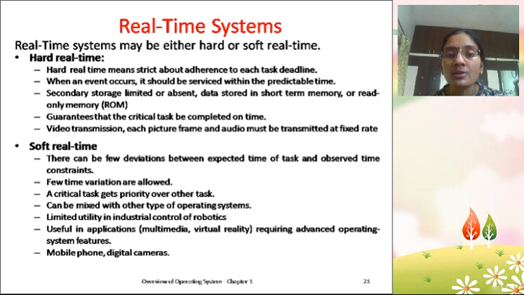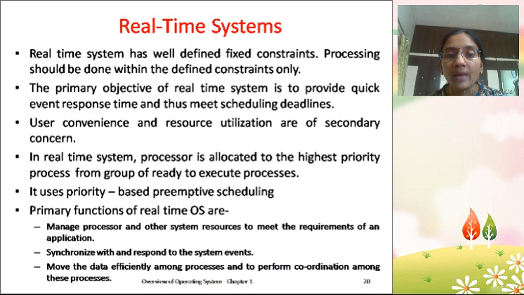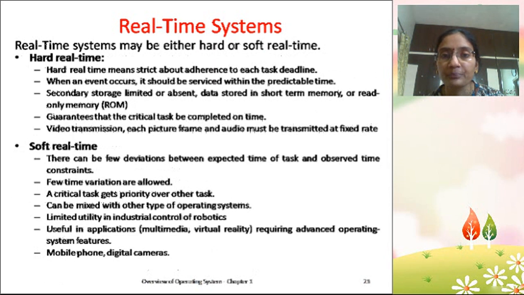The primary function of the real-time OS is to manage the processor and other system resources to meet the requirements of an application, synchronize with and respond to system events, move data efficiently among the processes, and perform coordination among these processes.